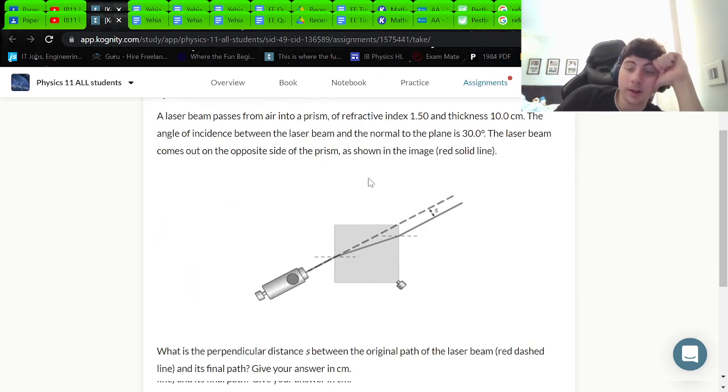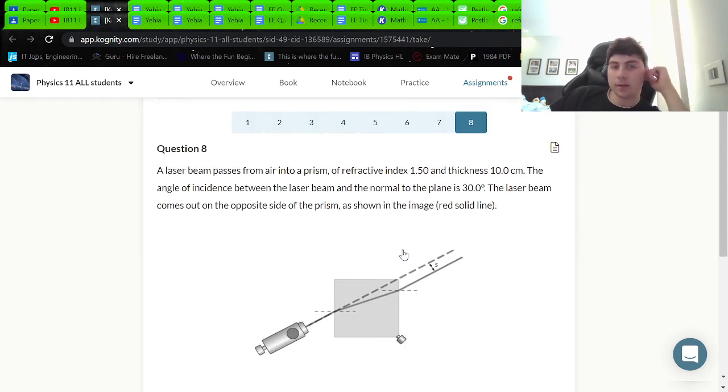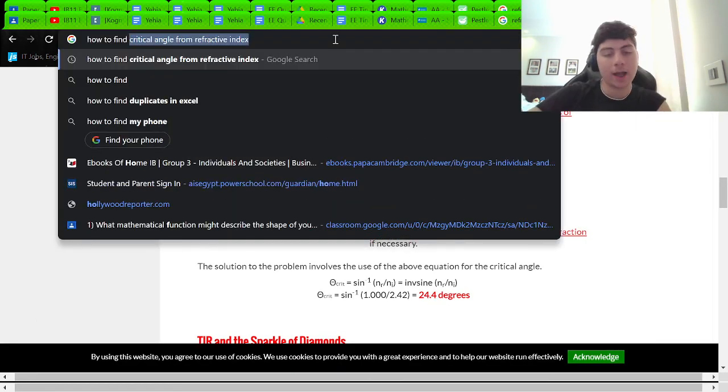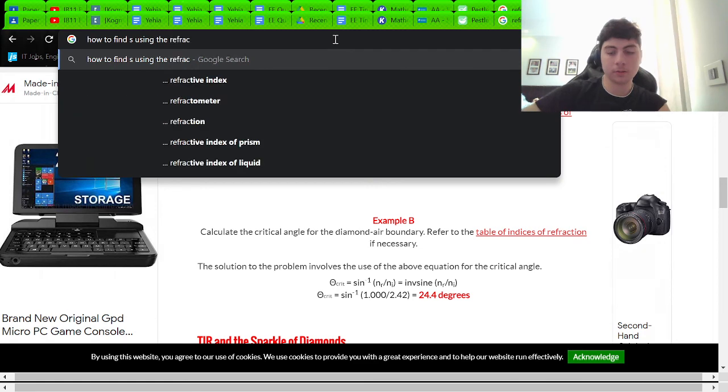Okay? This one is a bummer, man. It's a pain. I can't seem to solve this at all whatsoever. And there's no luck in finding the equation. I had to find S using the refractive index to find S using... I don't know how to solve these questions, man.